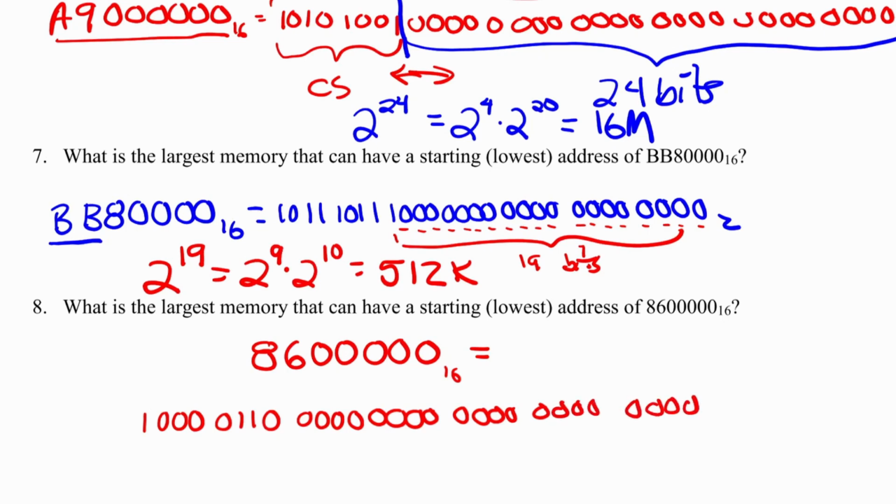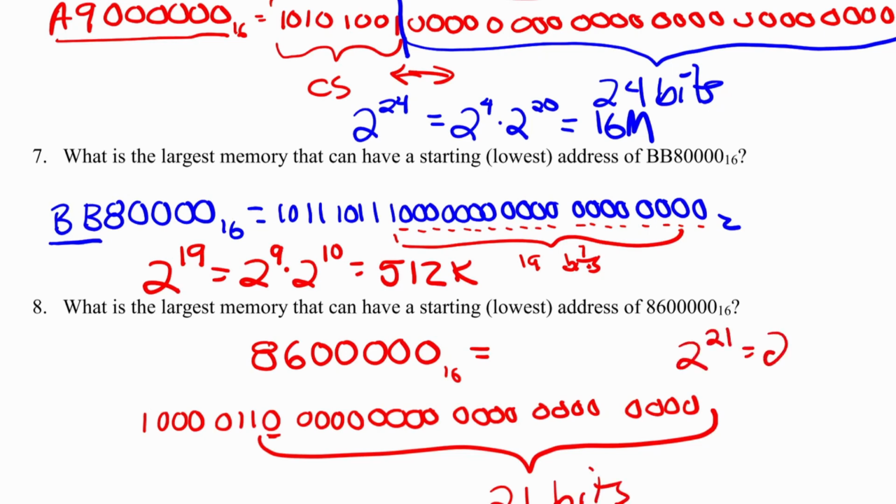Okay? And if you count all the zeros on the right or least significant portion of this address, you'll see that there are 5 nibbles, that's 20, and then this last 0 coming in from the 6 nibble, that's going to be 21 bits. Well, 2 to the 21 is equal to 2 to the 1 times 2 to the 20th, which is equal to 2 meg.